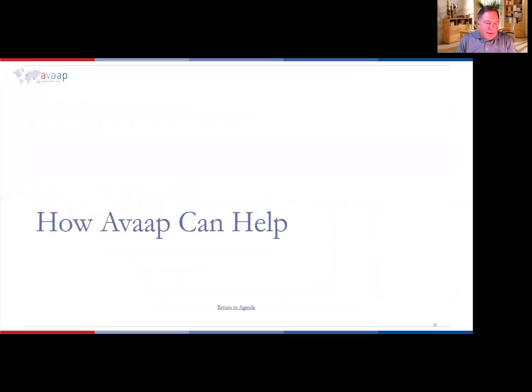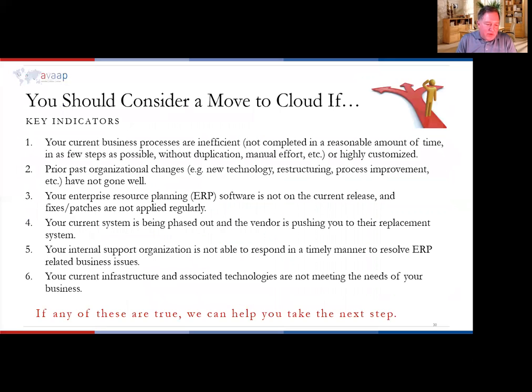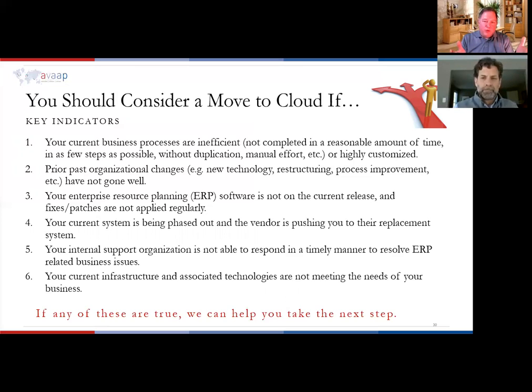Now, one last slide I'll cover with this: how can Avaap help? One of the things I would ask you to do is read through some of these key indicators. Is your current business process inefficient? You can read through this list. If any of these things are true, then I think we could probably help you through the process.